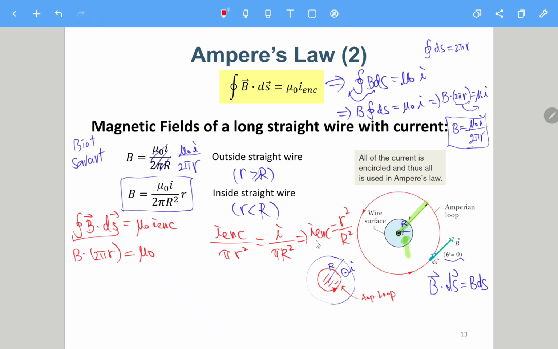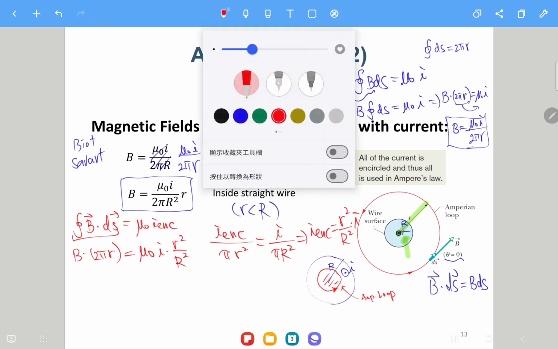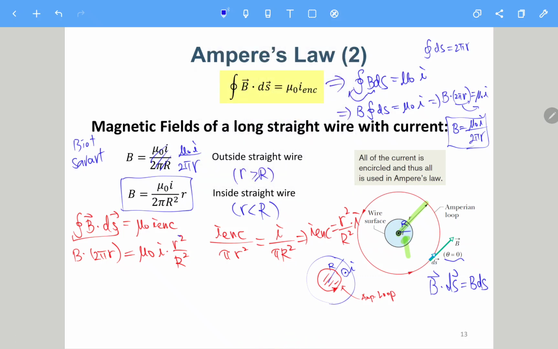Okay, so here we have mu 0 times I. Okay, so this is nothing but I times r squared over capital R squared. And then finally we can just cancel this r squared with this r. So finally it becomes B equals mu 0 I small r over 2 pi capital R squared, okay, which is actually this one.